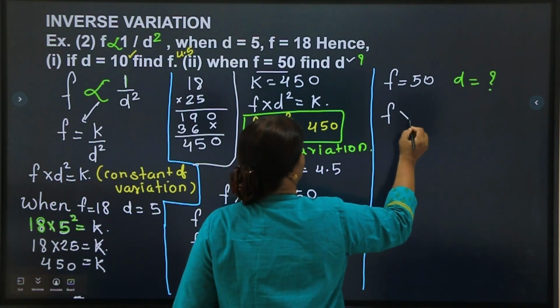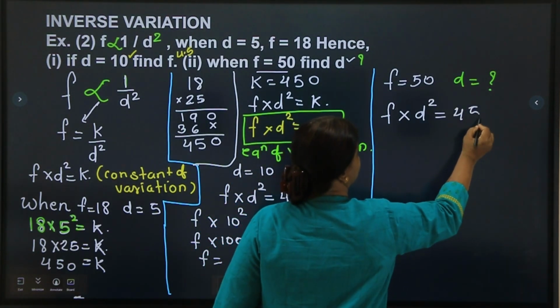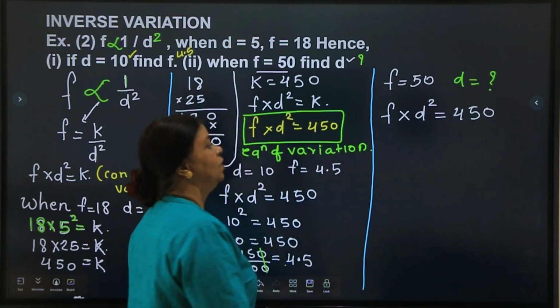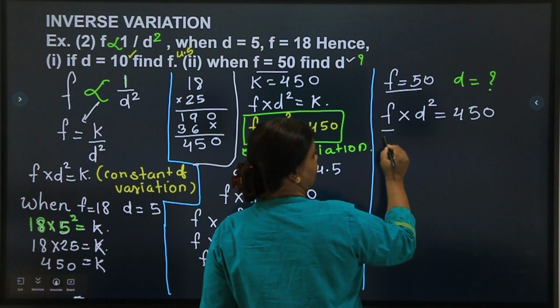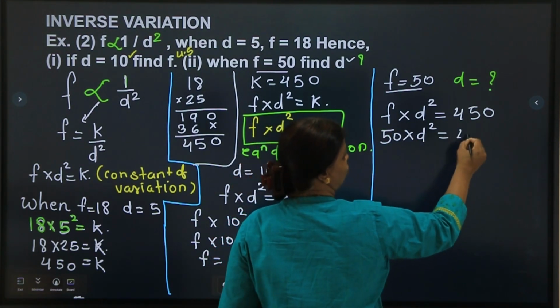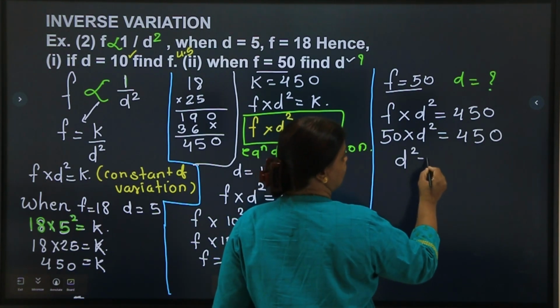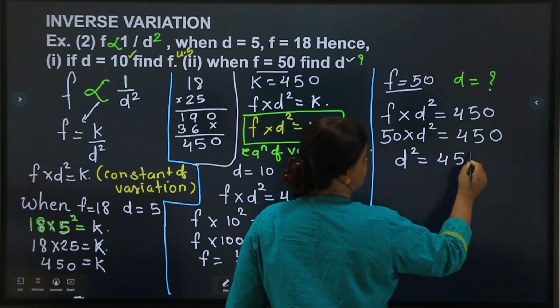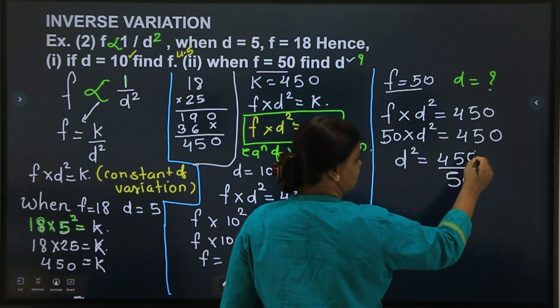F into D square is equal to 450 is the equation of variation. We will place the values. F is 50, so 50 into D square is equal to 450. Now D square is equal to 450 upon 50. The 0 and 0 get cancelled.